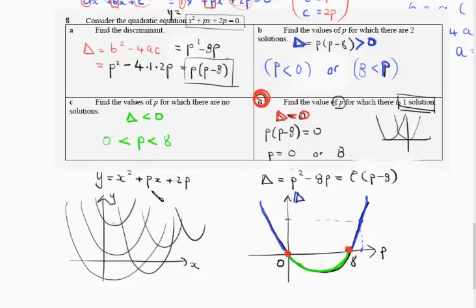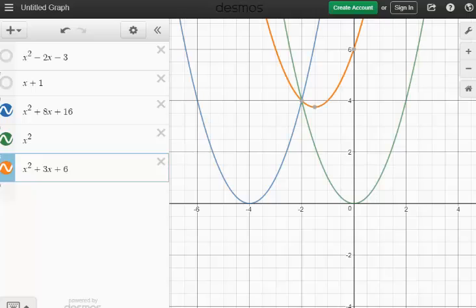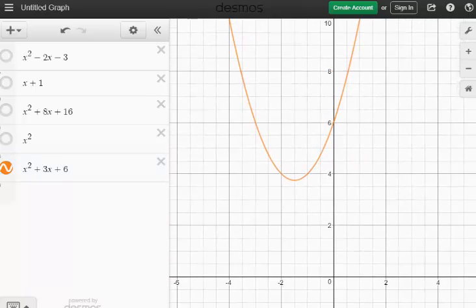Is that right? So I'm going to plug in 3 here. So then y equals x squared plus 3x plus, and this will be 6, right? So I'm going to plug that into the calculator. So let's have a look. X squared plus 3x plus 6. And look at that. Does this have any x-intercept? It does not, right?